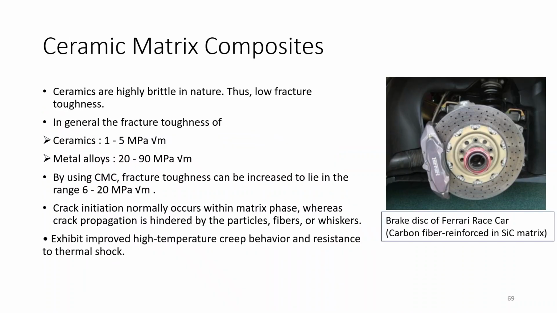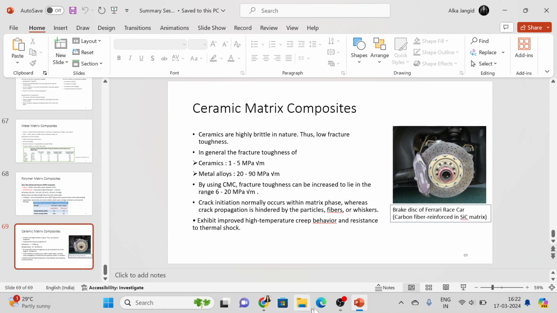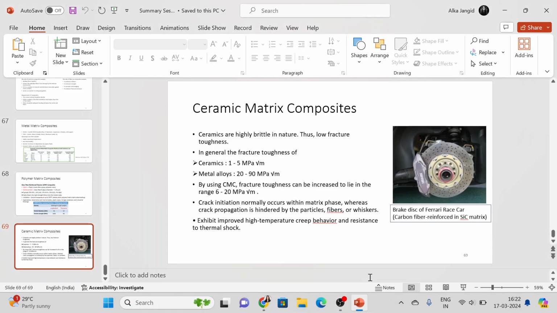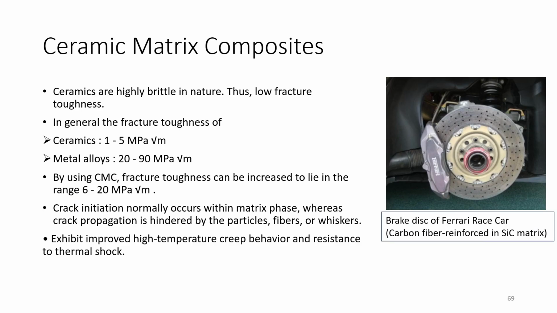Next you have ceramic matrix composites. So in this case you have ceramics that are highly brittle in nature, thus they have low fracture toughness, and in general the fracture toughness of these ceramics is 1 to 5 MPa root meter, and in case of metal alloys you have 20 to 90. So by using CMC, fracture toughness can be increased to lie in the range of 6 to 20 MPa root meter.